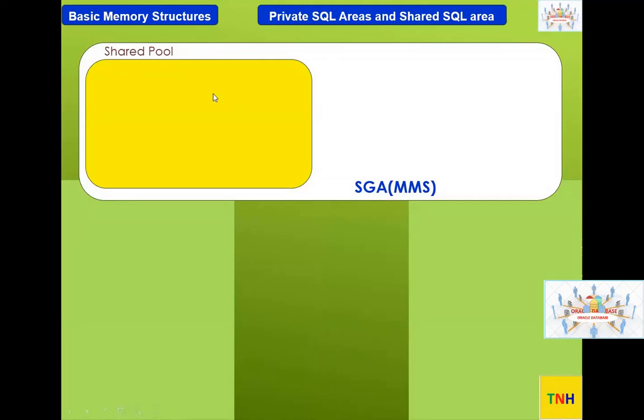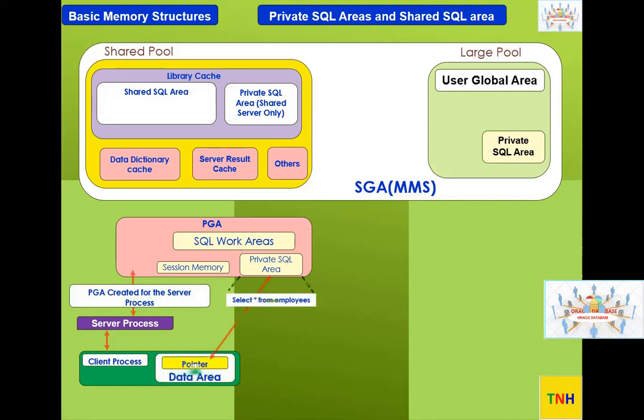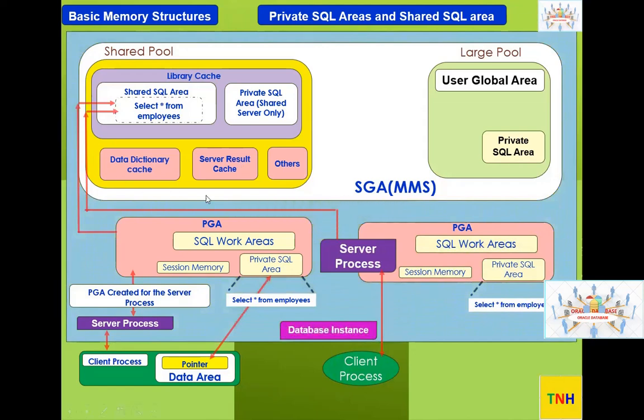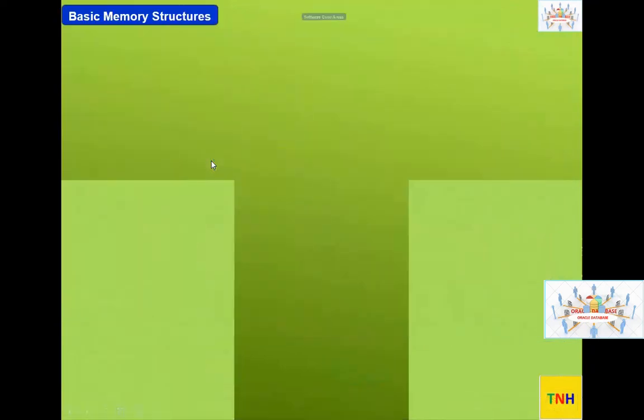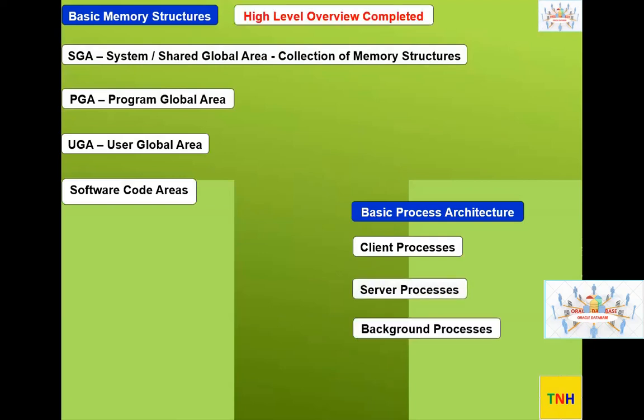And under basic memory structures, again the private SQL area and shared SQL area: how SQL statements are going to work within the SGA and PGA, and how the dedicated server is going to manage the private SQL area and shared SQL area. We have done those things up to now, so we have the basic details. This is what it says: high-level overview completed. And now it's time to deep dive into the components.